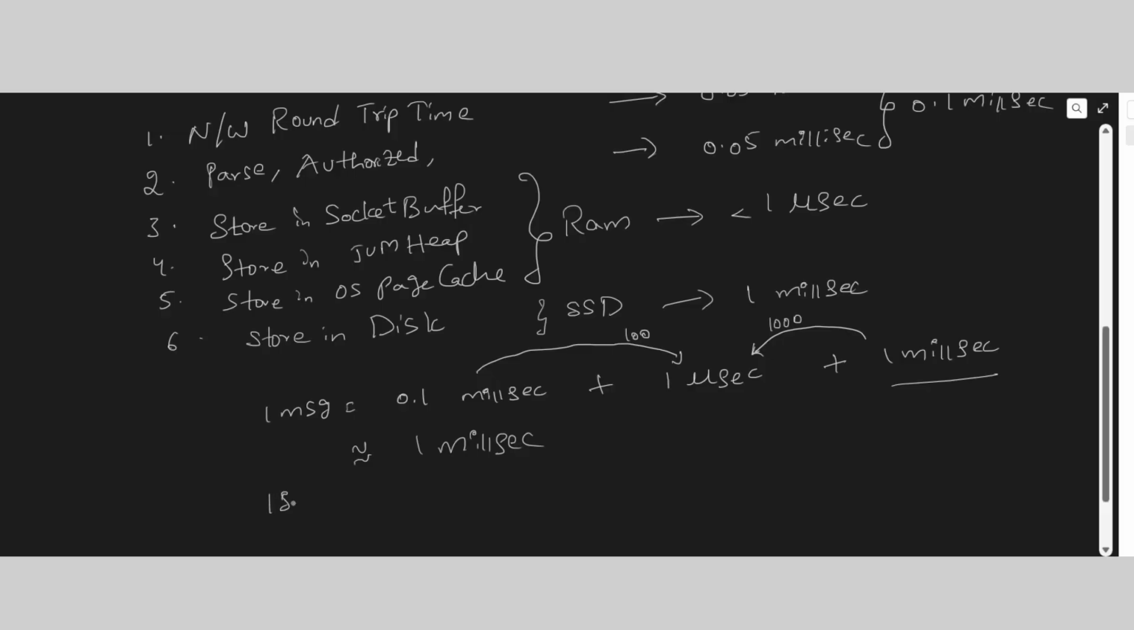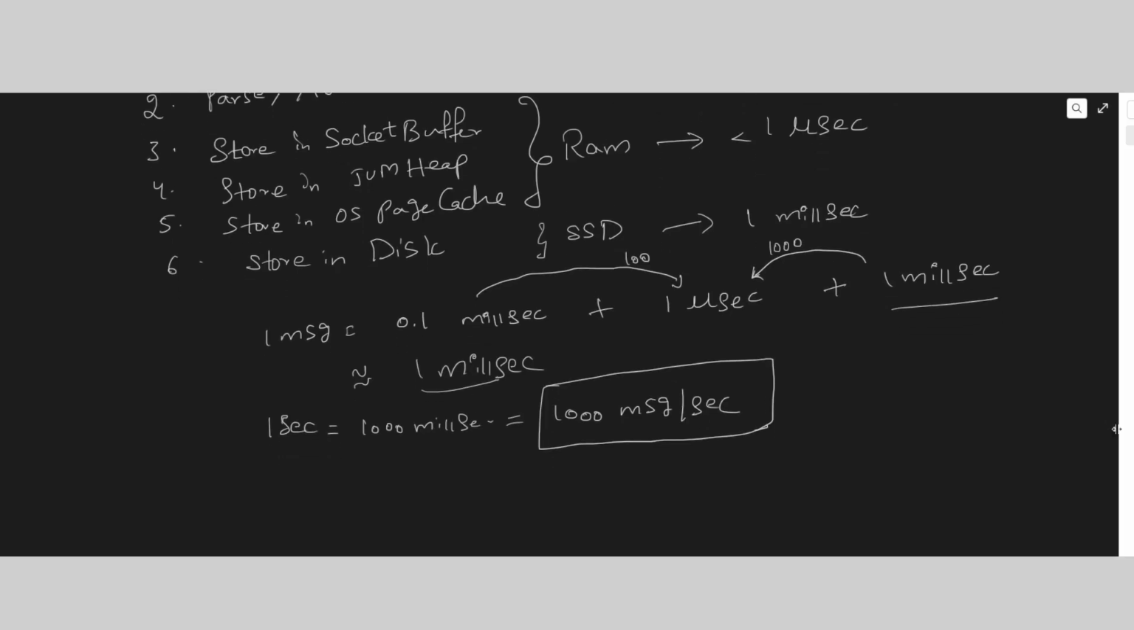For 1 second, how many messages can be processed? 1 second is nothing but 1000 milliseconds. So 1 millisecond per message means 1000 messages. So it can process 1000 messages per second. Do you think this speed is good enough for a system like Kafka? Not at all, right? Real-time applications like Amazon, Flipkart, Zomato, Facebook, they process millions of messages per second. So 1000 is very, very, very low.